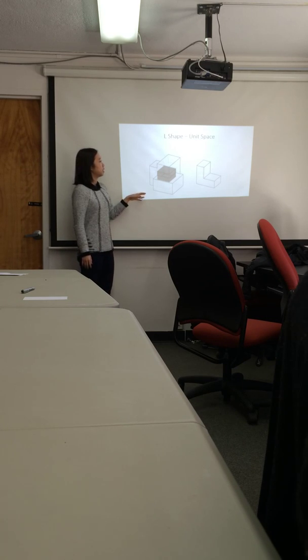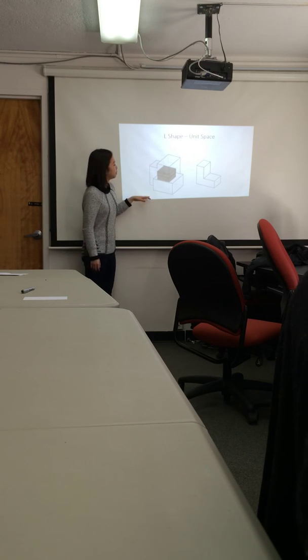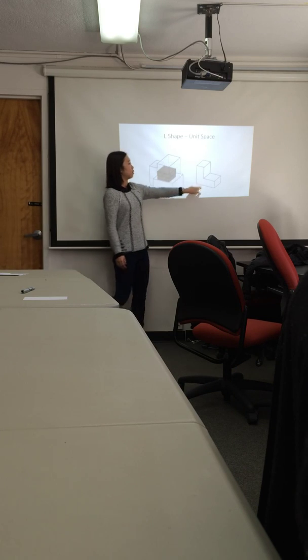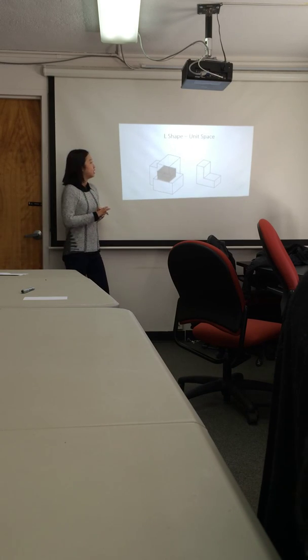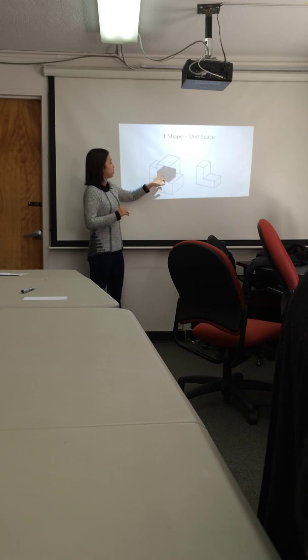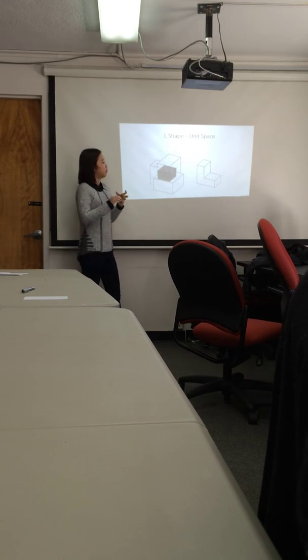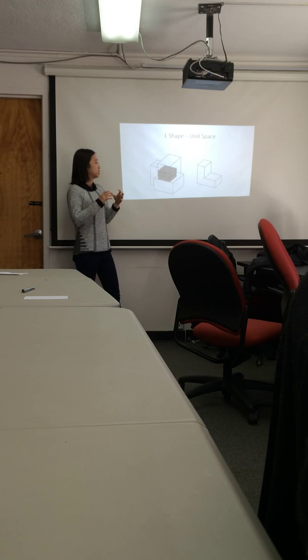So basically my project starts with the L shape, and I use three L shapes and lock them together to create a space, and the center of the model shows the public space, and it's open space.